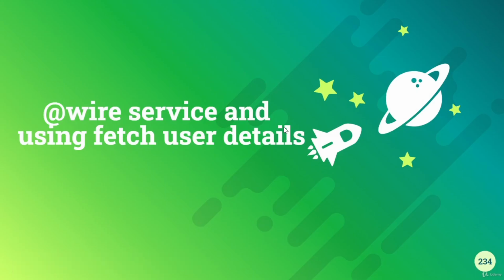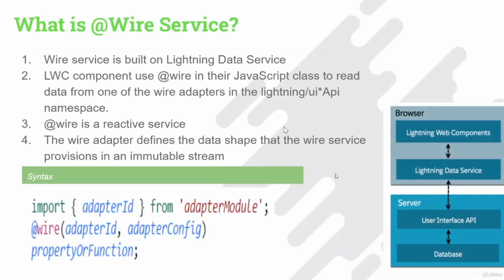In this video, we'll talk about wire service, and we'll see how to fetch user details using it. Wire service is a service built on top of Lightning Data Service, which we already saw in the previous videos. LWC components use wire in their JavaScript class to read data from wire adapters, which we get from the Lightning UI API modules. Wire service is a reactive service, and I have a video on the reactive term in the upcoming lectures. The wire adapter defines the data shape that the wire service provisions in an immutable stream.